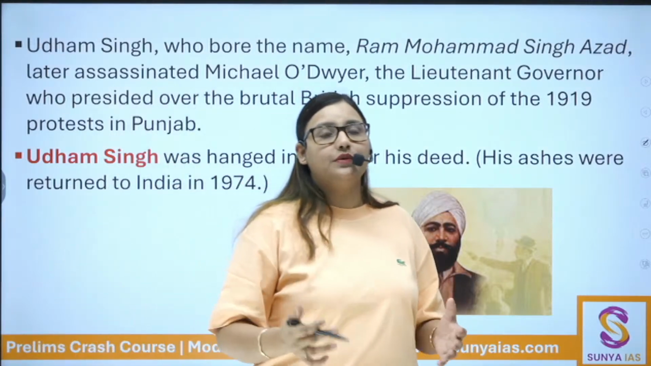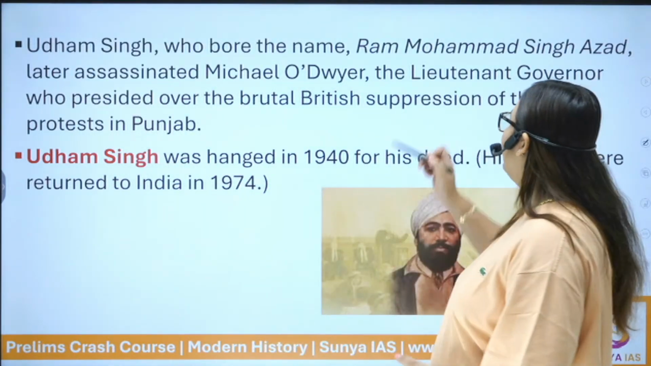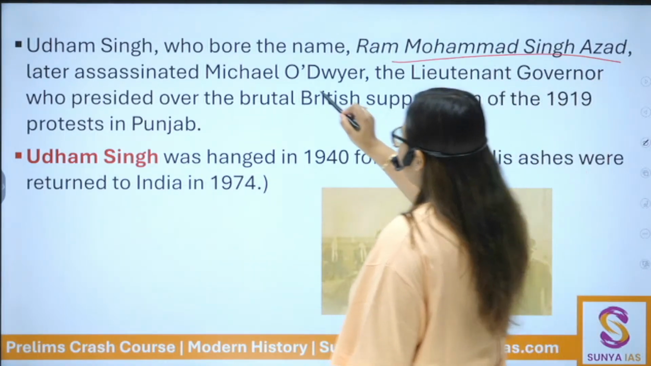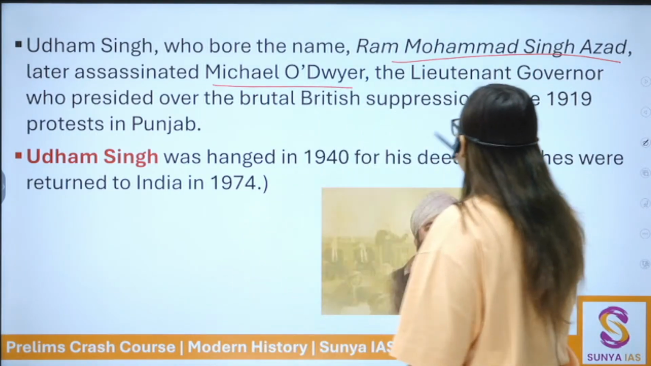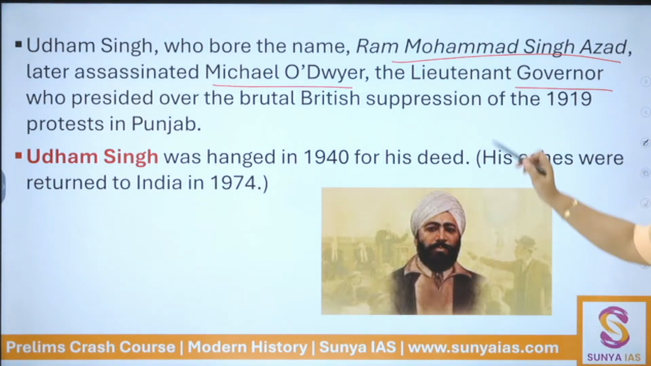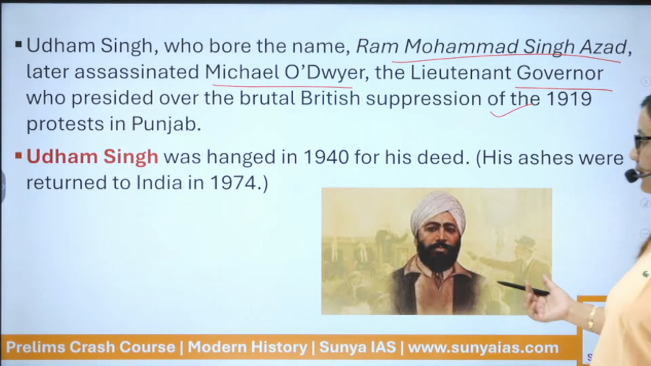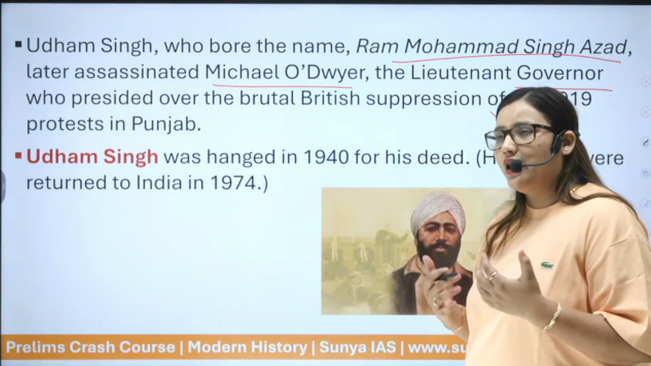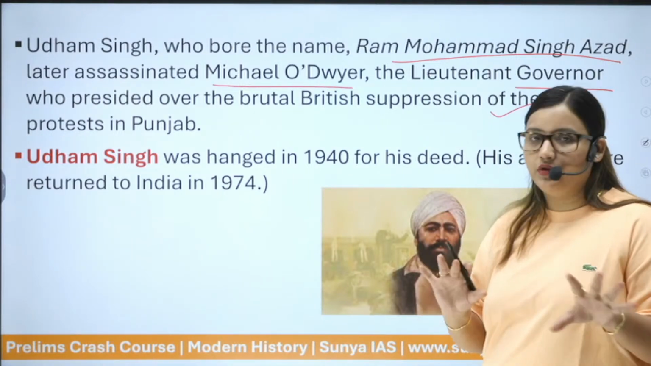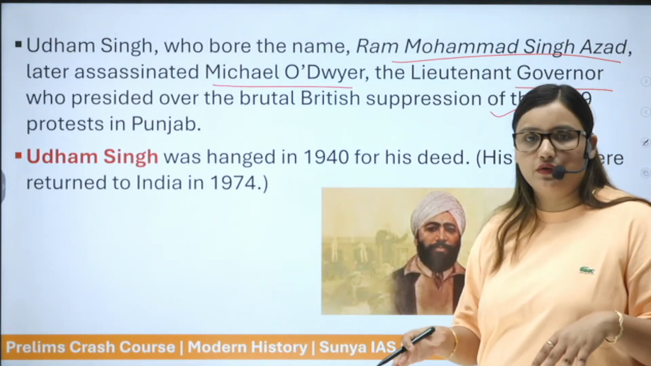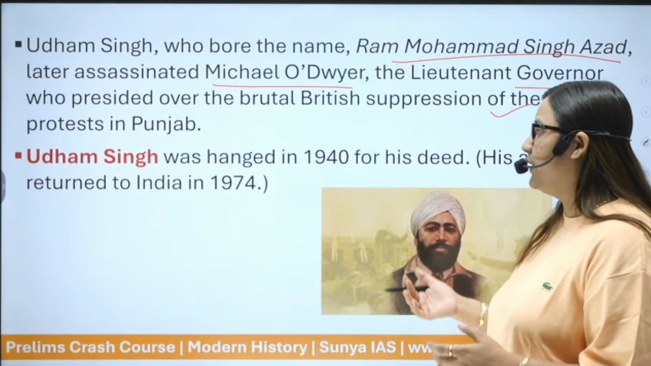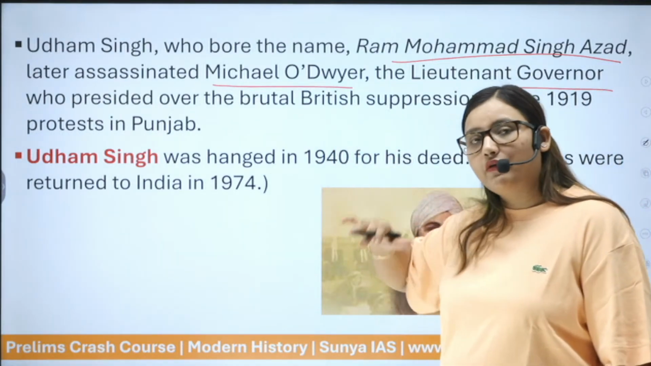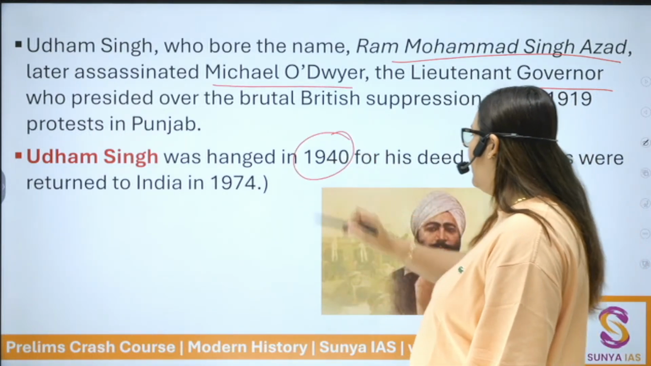If we talk about Udham Singh, who bore the name Ram Mohammad Singh Azad, he later assassinated Michael O'Dwyer, the lieutenant governor who presided over the brutal British suppression of the 1919 protest in Punjab. Basically, Britishers didn't take any action against General Dyer. They had a committee, the Hunter Commission, but it was of no use. That's why Udham Singh took this step. However, he was captured and hanged in 1940 for his death.